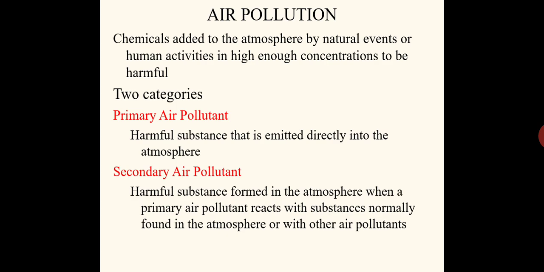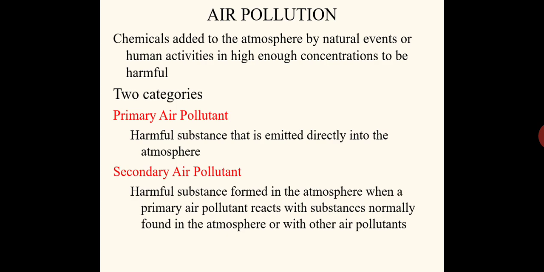Now if you closely look into air pollution, we can categorize it into two parts. One is primary air pollutant and the second one is secondary air pollutant. A primary air pollutant means a harmful substance that is emitted directly into the atmosphere.